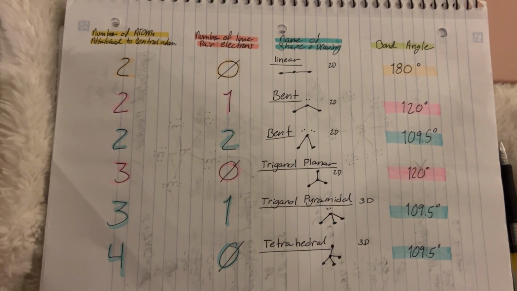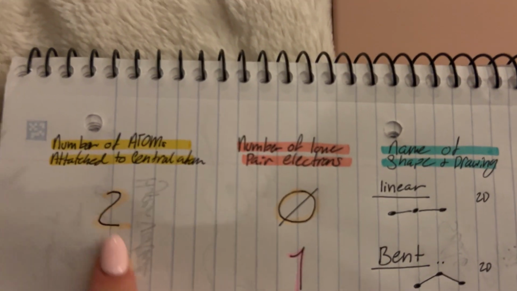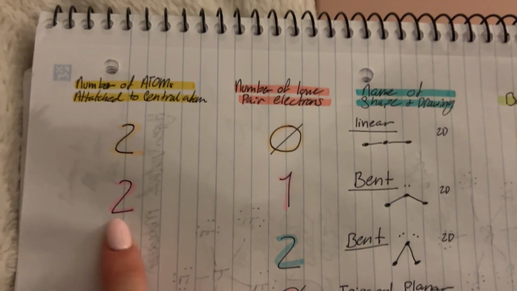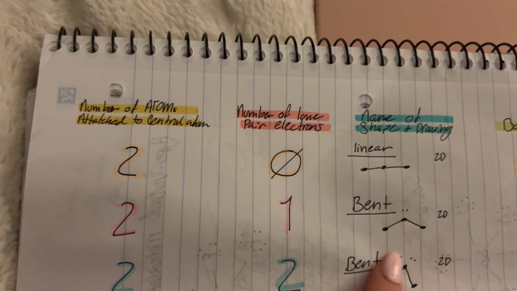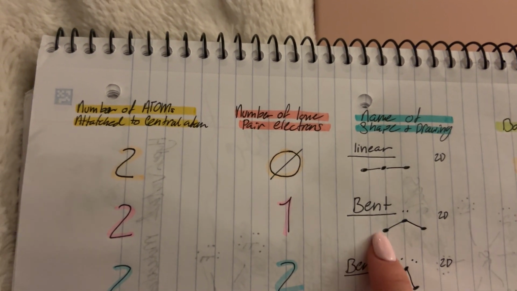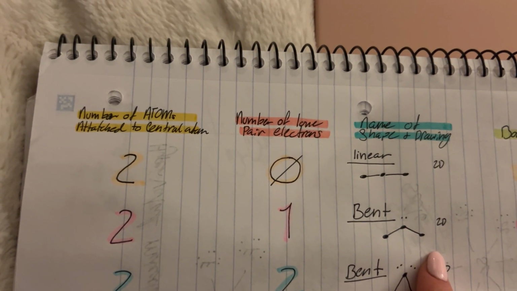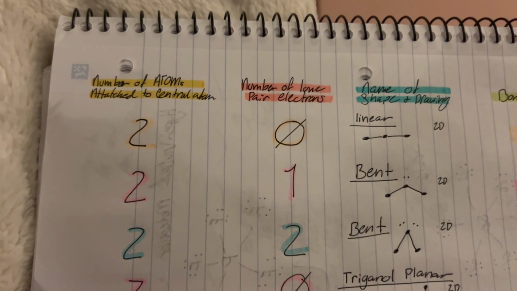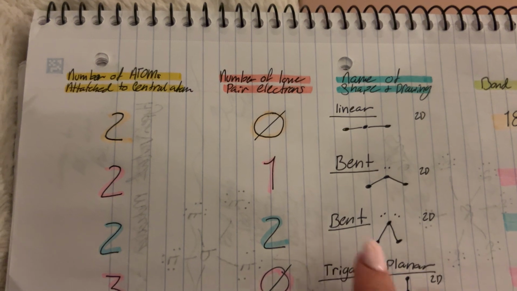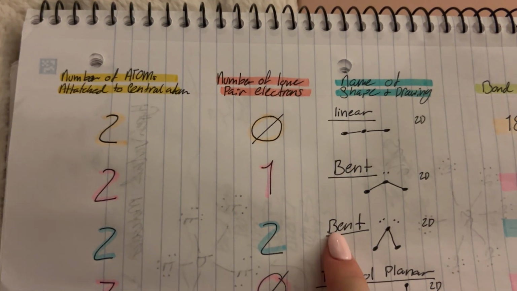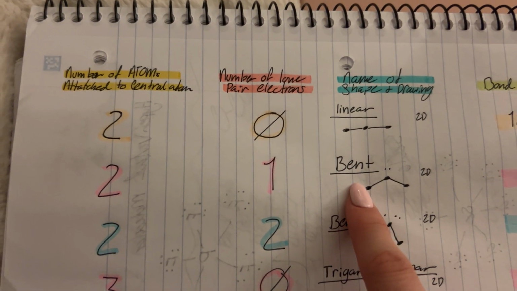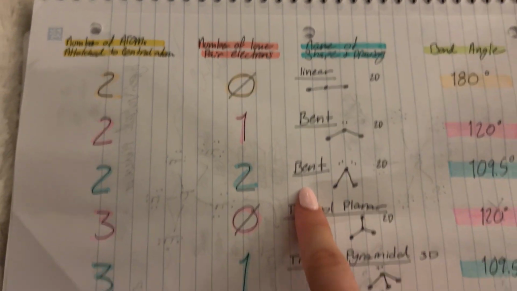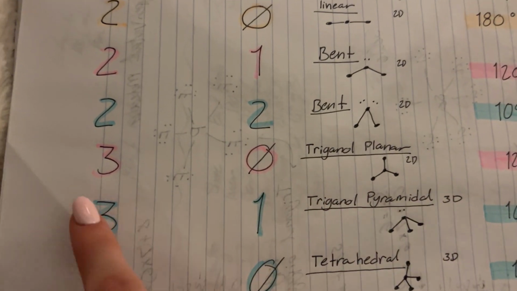Okay, so let's go over it individually. 2 electron groups, 0 lone pairs, it's going to be linear, 2-dimensional. 2, 1 is bent. This lone pair is pushing the atoms down, so it's not part of the molecular shape, but it's 2-dimensional and it's pushing these down. If you have 2 lone pairs here, then it's going to push down even more. So these are 2 bents. This bent is going to be 120, and this bent is going to be 109.5, and you have to write that out on the test, okay?